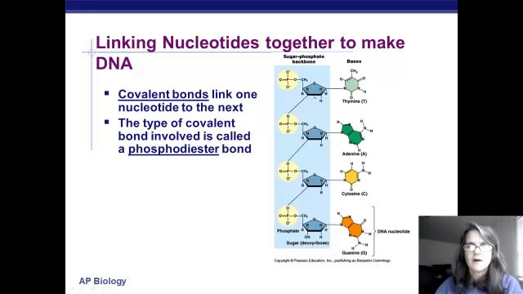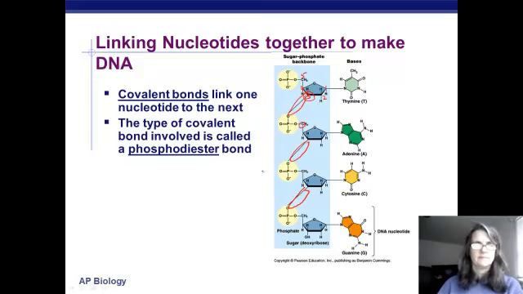So these bonds here, notice this is the 1, 2, 3, 4, 5. This is the 3' carbon attaching to the phosphate group on the 5' carbon. So 3' and 5' carbons are the ones that are going to connect in these long chains, making these covalent bonds, okay? The type of covalent bond is called a phosphodiester bond.